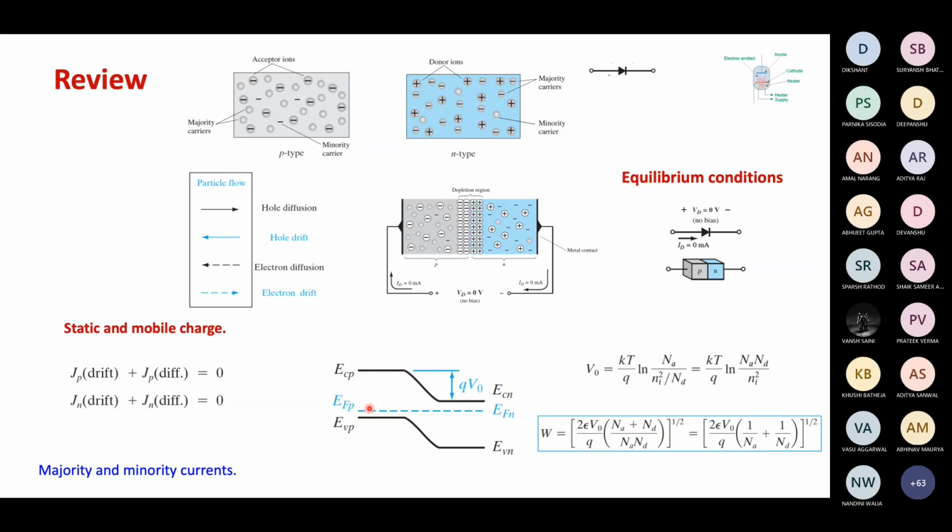So it means that if there is a gradient in the Fermi level, the carriers will try to move in a certain direction, move in a specific direction. Is this sort of clear? Does it make any sense?